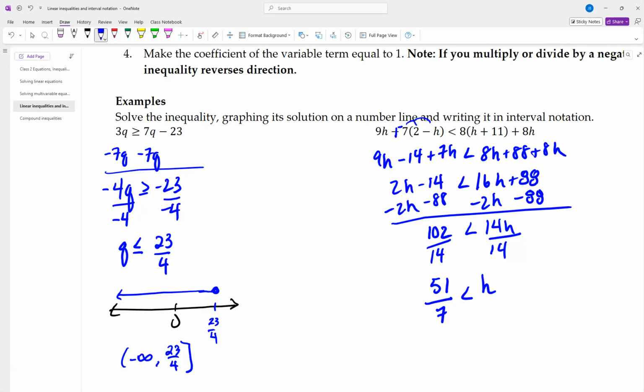And so then if I put this on a number line, because that's what the instructions say, and I'm going to follow the directions. Here's 0, and here is going to be 51 over 7, which is about 7 and change. So it says h is a number that is larger than this. You can rewrite it if you wish. h is greater than 51 over 7. That's fine. And so I can't have that number, but I can have anything larger. So my interval notation here would be 51 over 7 off to infinity, and I would be done.